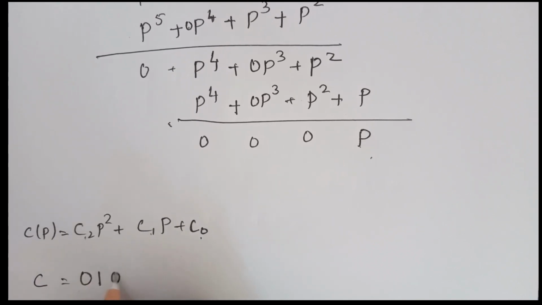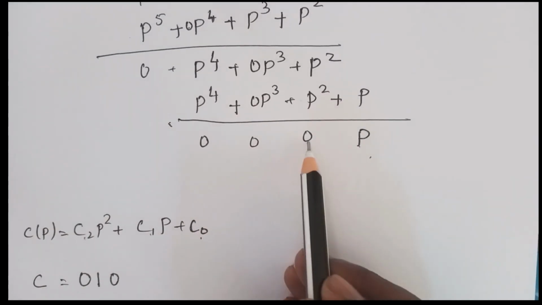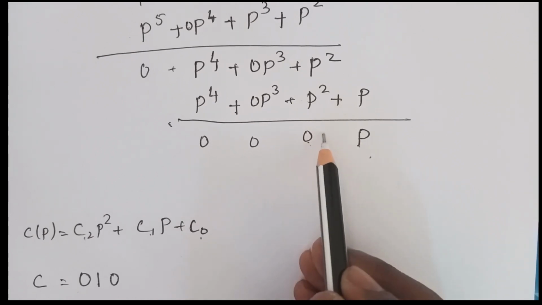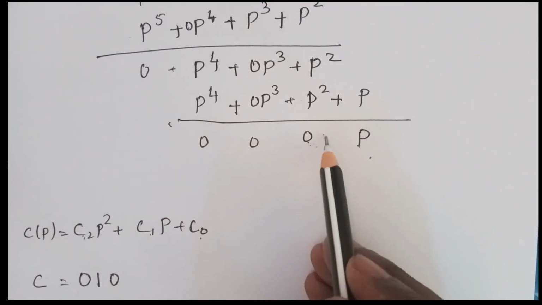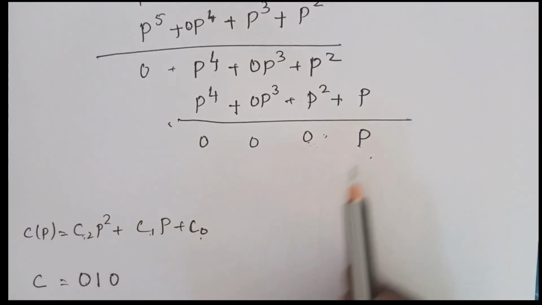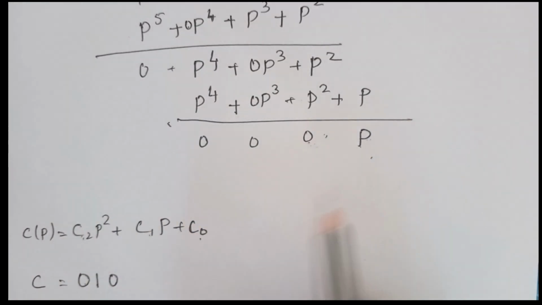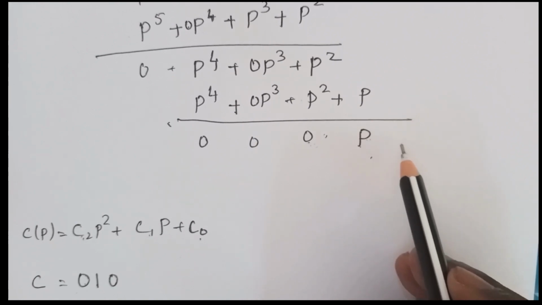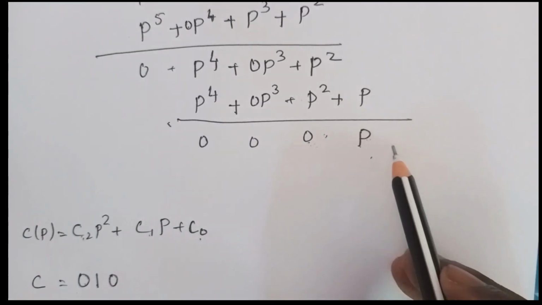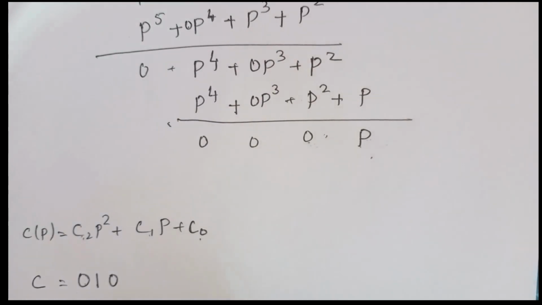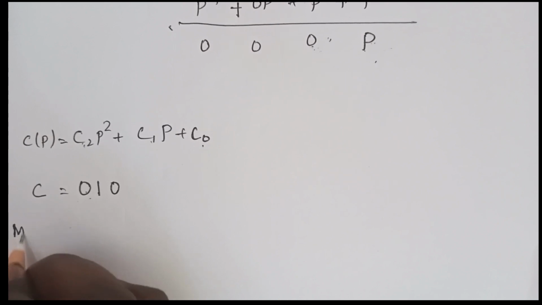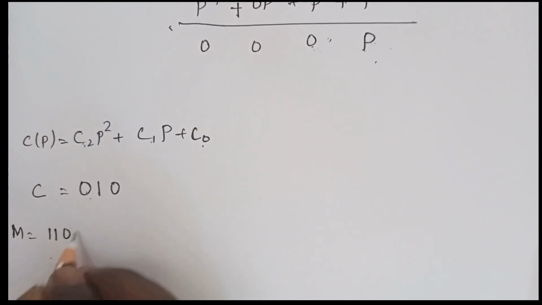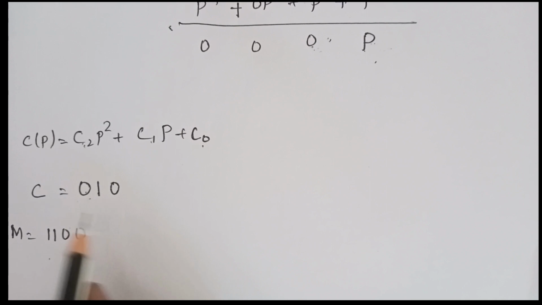0, 1, 0, because we don't have any p square term. If there is any p square term, we will write it as 1. The C2 value is 1 if there is a p square term, so we don't have any p square term, so it is 0. We have p term, so C1 is 1, and there is no C0 term, so it is going to be 0. So we all know for systematic cyclic codes, we are done for the message m equal to 1100, right? And for this the check bits are 010.